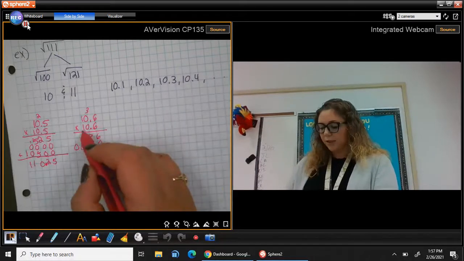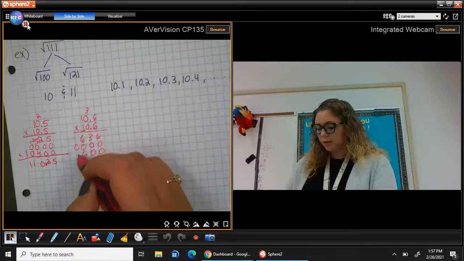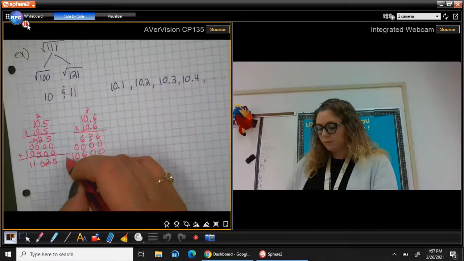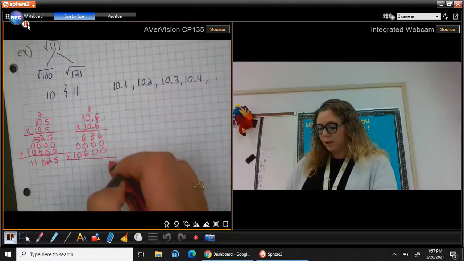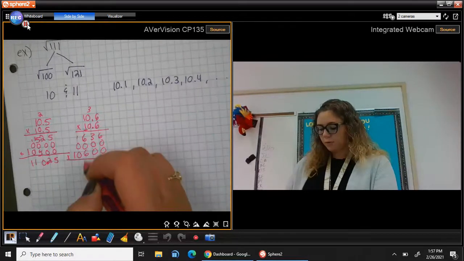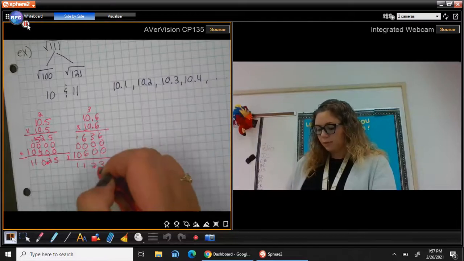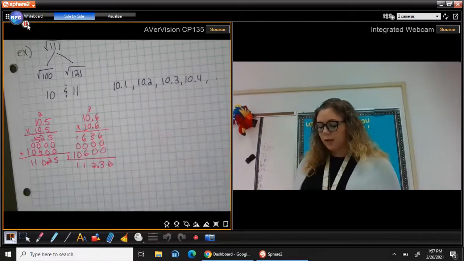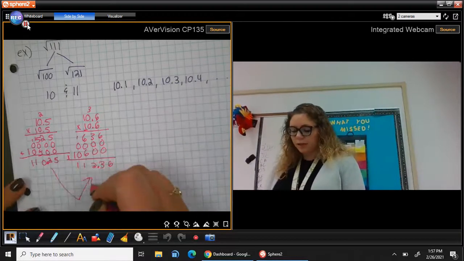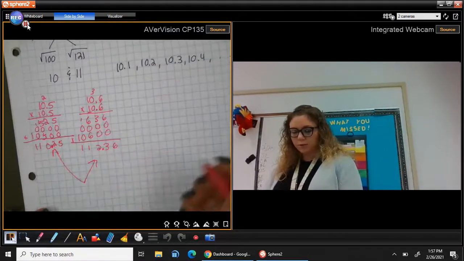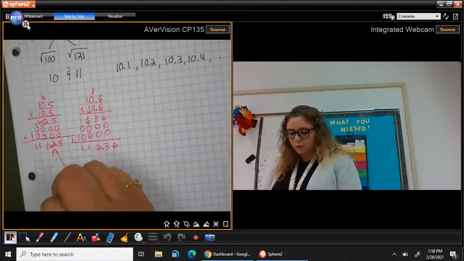Now we're right here, so I'm going to put 2 placeholders. 1 times 6 is 6. 1 times 0 is 0. 1 times 1 is 1. Add it all together. 2 decimals. Okay. So now, which one of these is closer to 111?